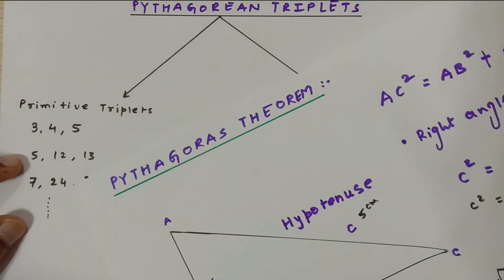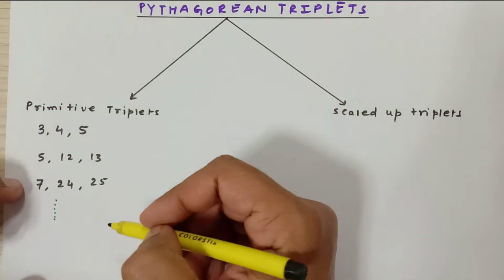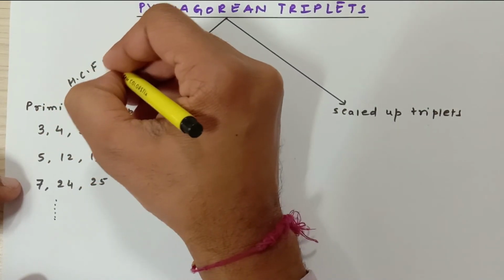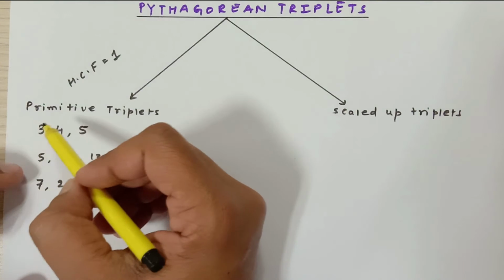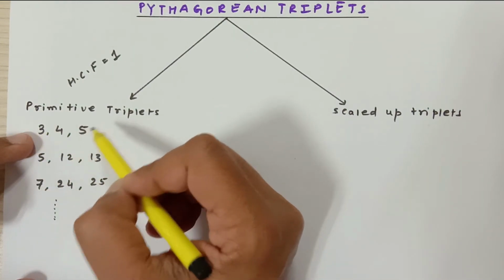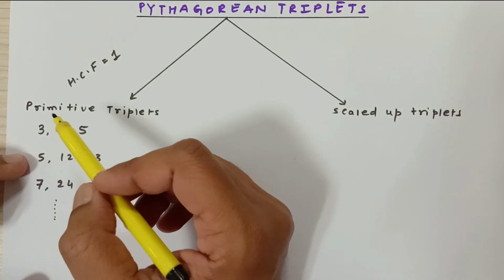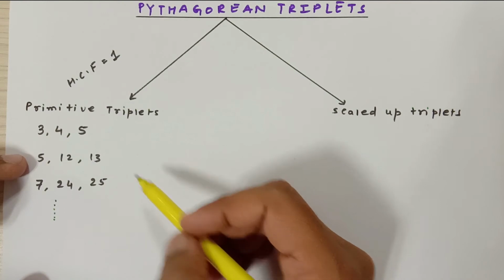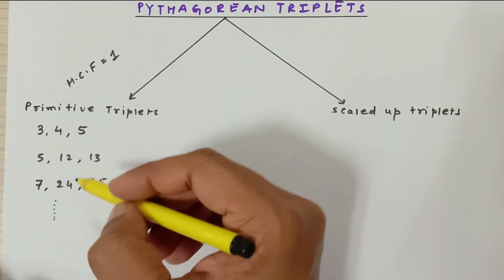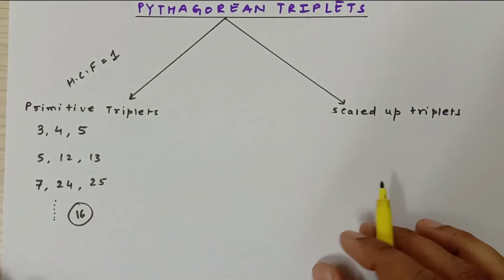So these are all the primitive triplets. Primitive triplets are those triplets whose HCF is 1, or they are divisible only by themselves. So you can divide 3 by 3, 4 by 4 and 5 by 5. The only common factor with which they can be divided is 1, right? All are co-prime numbers. So this is one triplet, this is the second triplet. There are a total of 16 primitive triplets over here.